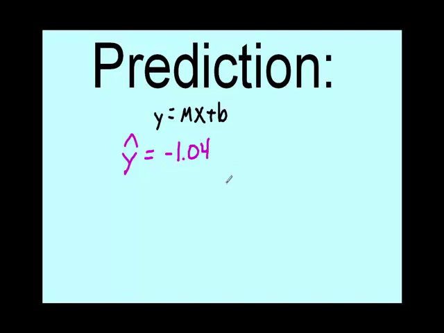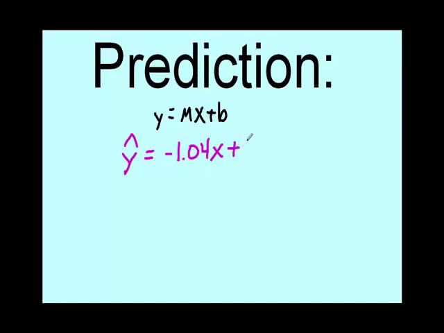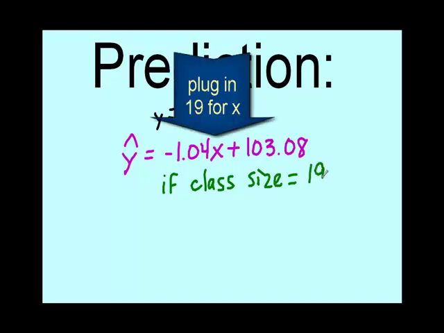That's the amount that the y variable goes up, or in this case down, for every 1 point increase in the x variable, plus 103 for my intercept. So if I ask you to make a prediction, if the class size, and I have to stay within the range, is 19, what would you predict the test score to be?